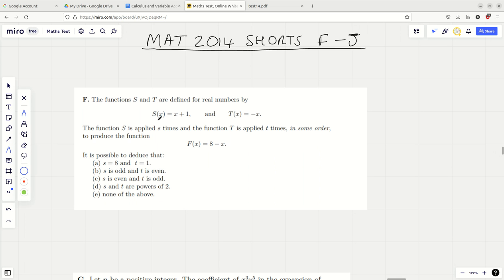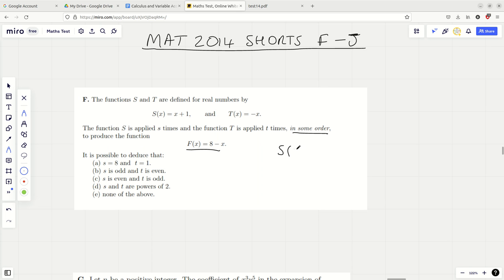Okay, so we've got a function. They love these little functions in the MAT where you're just adding one or doubling or timesing by -1, that kind of thing. They can make fiendishly difficult questions out of the simplest functions. But the reason they're difficult is because we apply these functions in some order. And they're going to make 8 minus x here. Now, I quite like this one.